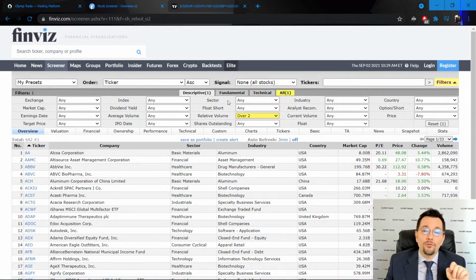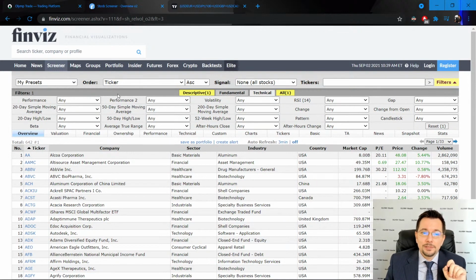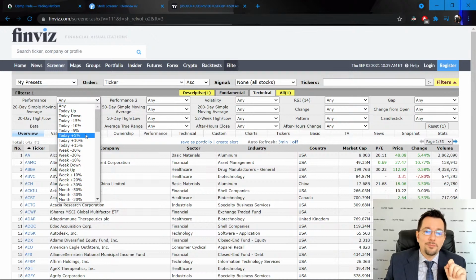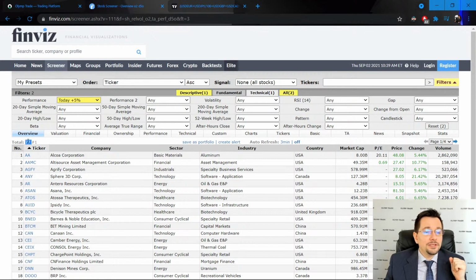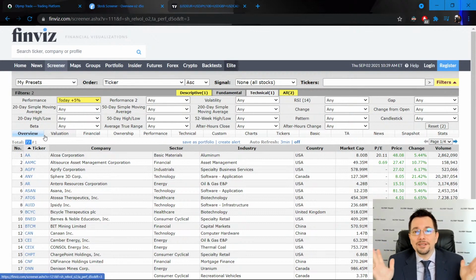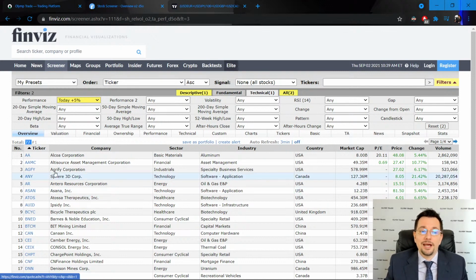So relative volume over 2, and then we go to technical, then performance, and say +5. So it's up 5% for the day. Boom. Out of all the US equities listed on this site, and I think it's all of them, if a stock is on another exchange, different from NASDAQ, the New York Stock Exchange, or the American Stock Exchange, then it's not listed here. There is a small Forex section and a small crypto section, but it's not as in-depth as this.